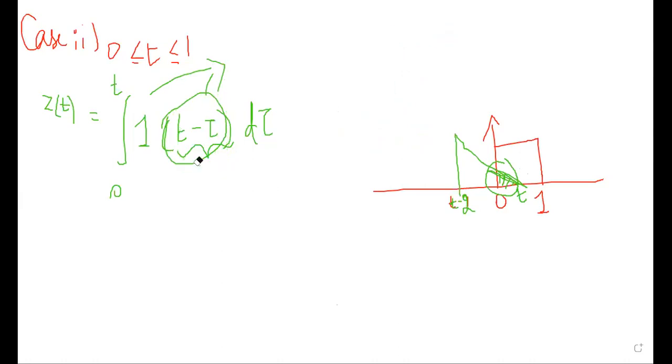So you'll have two integrations, one with respect to t and another with respect to tau. The first one is t, and I have to substitute the limits 0 to t. The second one is minus tau d tau, which is minus tau square by 2. So minus, let me move it outside. Again the limits are 0 to t.